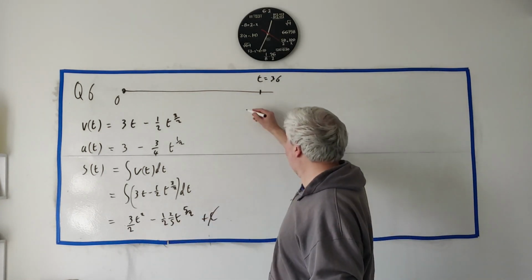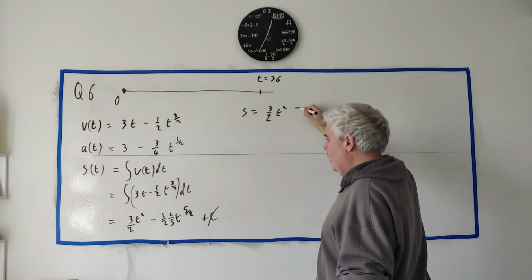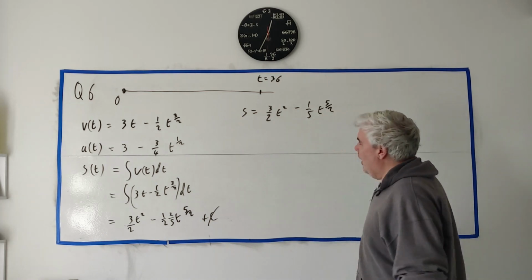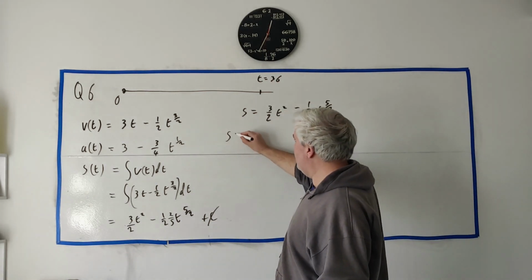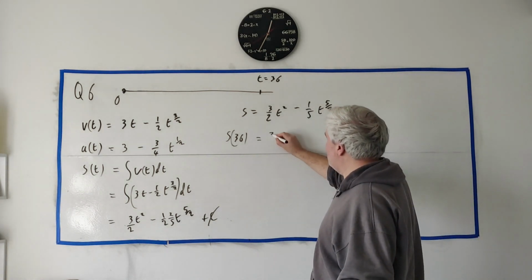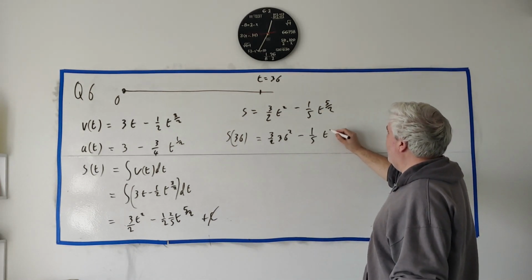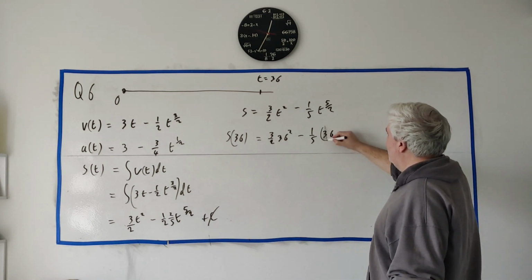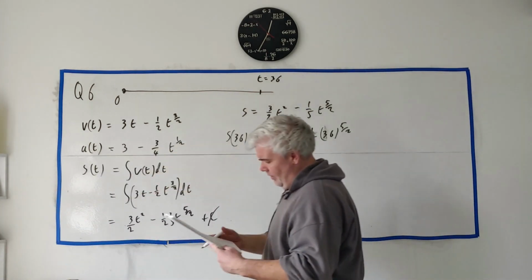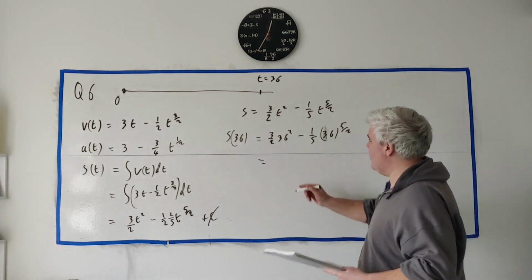Okay, so let's clean this guy up. S is equal to 3 over 2 t squared minus 1 over 5 t to the 5 over 2. And we know what time we're interested in, S36. And that will be equal to 3 over 2, 36 squared minus 1 over 5, 36 to the power of 5 over 2. And you just put that into a calculator, which I believe I have here somewhere. No, that's not it. Oh, there it is.